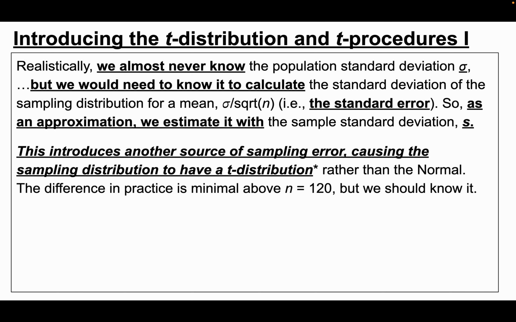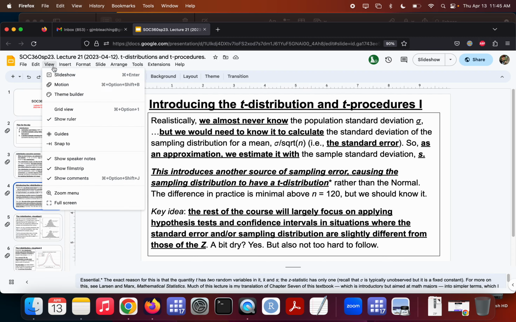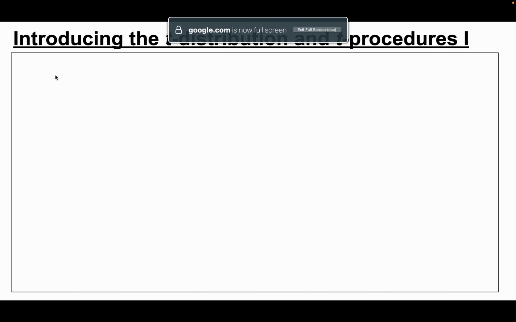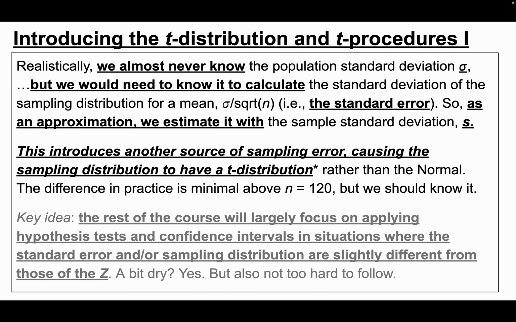The difference in practice is pretty minimal above n equal to 120, but you should know it in part because all statistical software in practice reports t-distributions or t-statistics and the like, and not z-statistics, even if they're almost functionally equivalent in most cases.